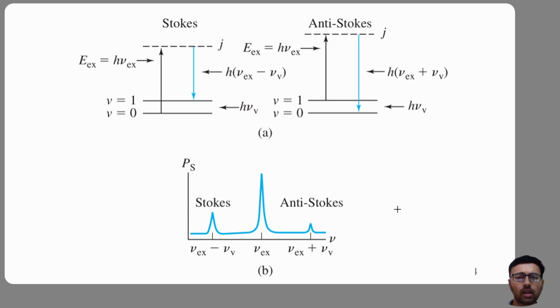Now consider the opposite situation. Suppose the thermal energy has already placed the molecule in ν = 1. The molecule absorbs energy into the virtual state and then relaxes down to ν = 0. Now the molecule gives excess vibrational energy back to the photon. The scattered photon emerges with higher energy, higher frequency and shorter wavelength. This produces the anti-Stokes line.